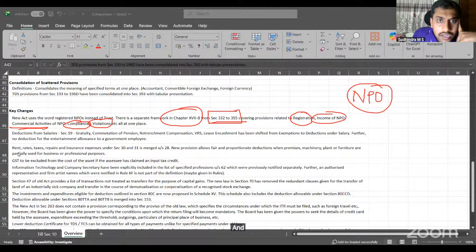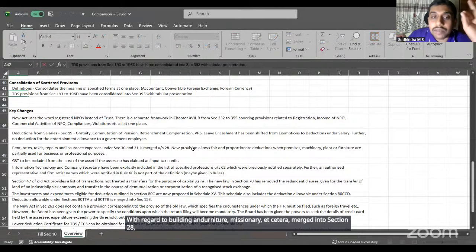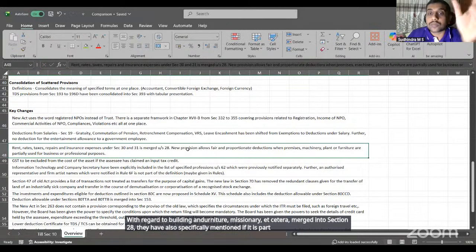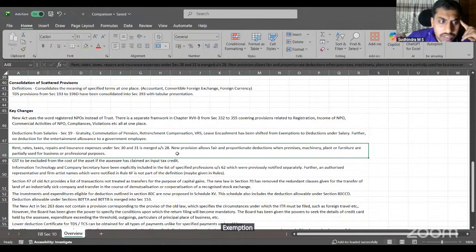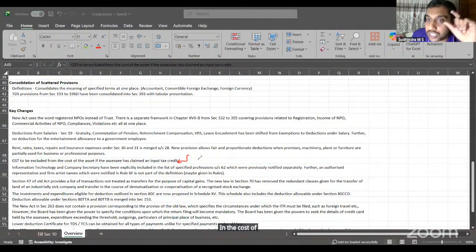And similarly, sections 30 and 31 with regard to building, furniture, machinery, etc., are merged into section 28. They have also specifically mentioned that if it is partly used for business and partly non-business, you can claim proportionately. One specific subsection is mentioned there. And next one, again this is understood, but still in the cost of asset definition, they have said if input tax credit is claimed, GST cannot be included in the cost.